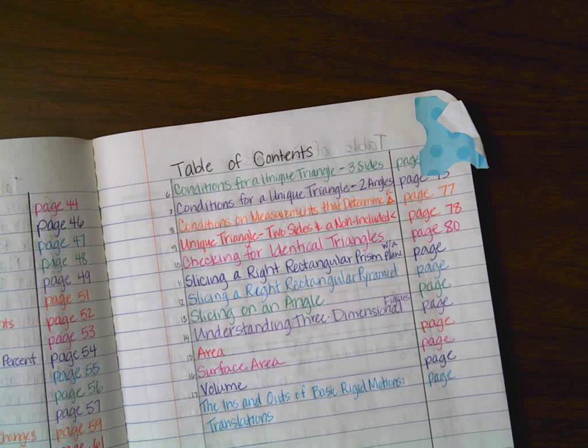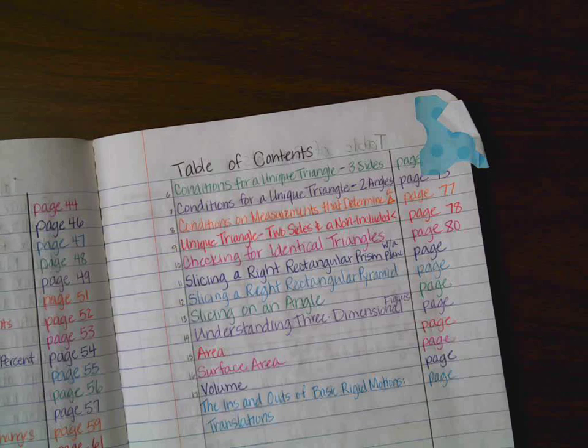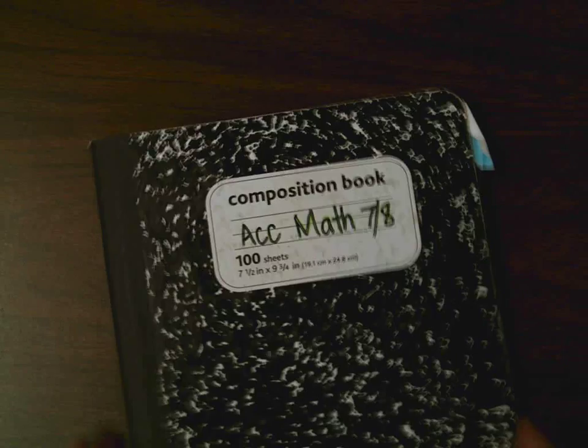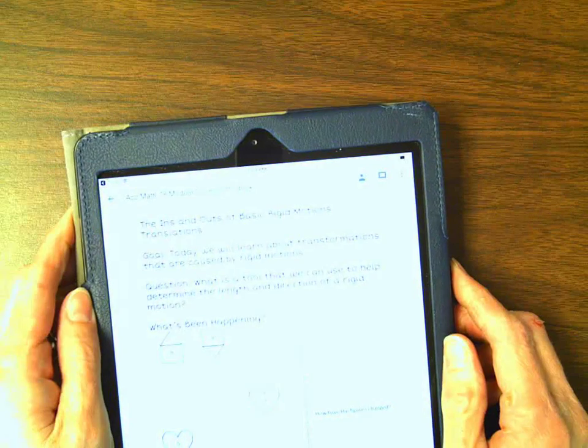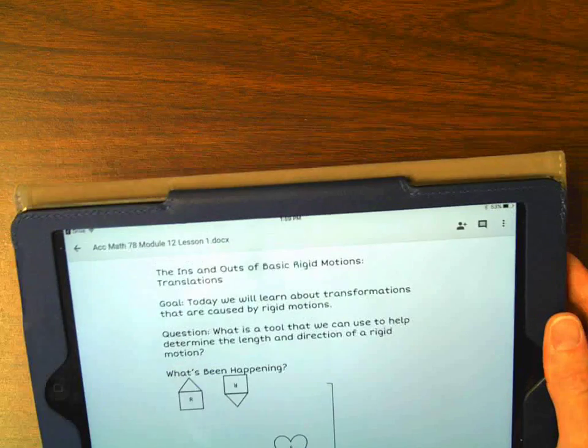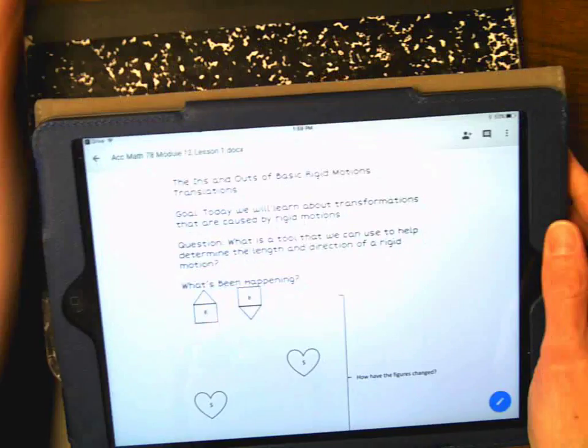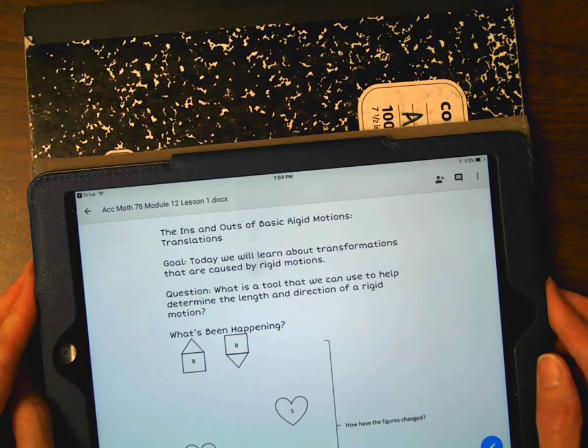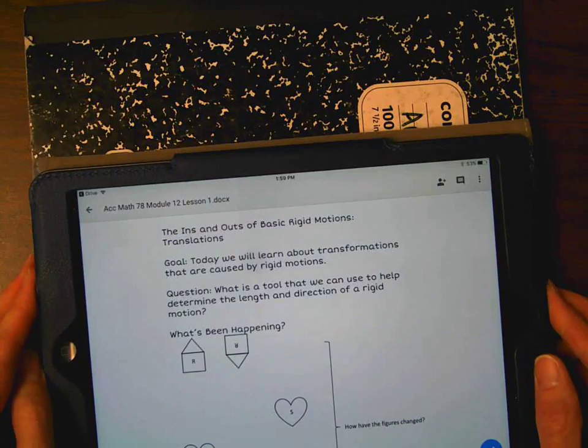Okay? And while you're finishing that up, if you pause it, I'm going to get the iPad together. And here we go. All right. The ins and outs. Let me turn it this way, actually, because I think we can get a better view with it this way. Yeah. Okay. The ins and outs of basic rigid motions. And we're working with translations.